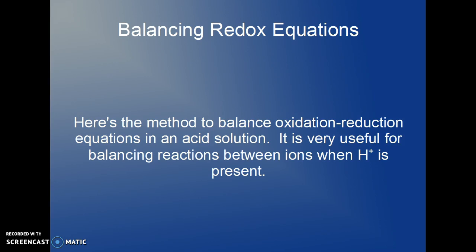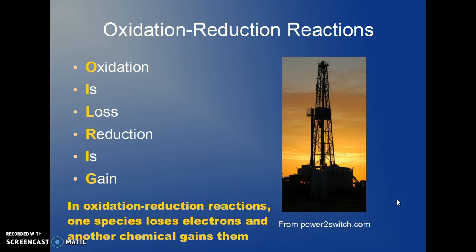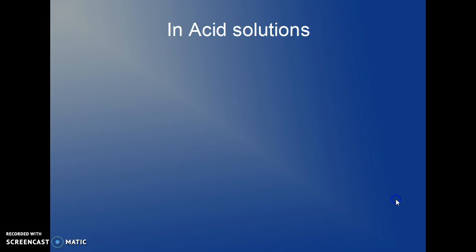It's very useful for balancing reactions between ions when you have hydrogen ions present. This is an old way of remembering oxidation-reduction reactions. Oil rig. Oxidation is loss, reduction is gain. In oxidation-reduction reactions, one species loses electrons and another chemical gains electrons.